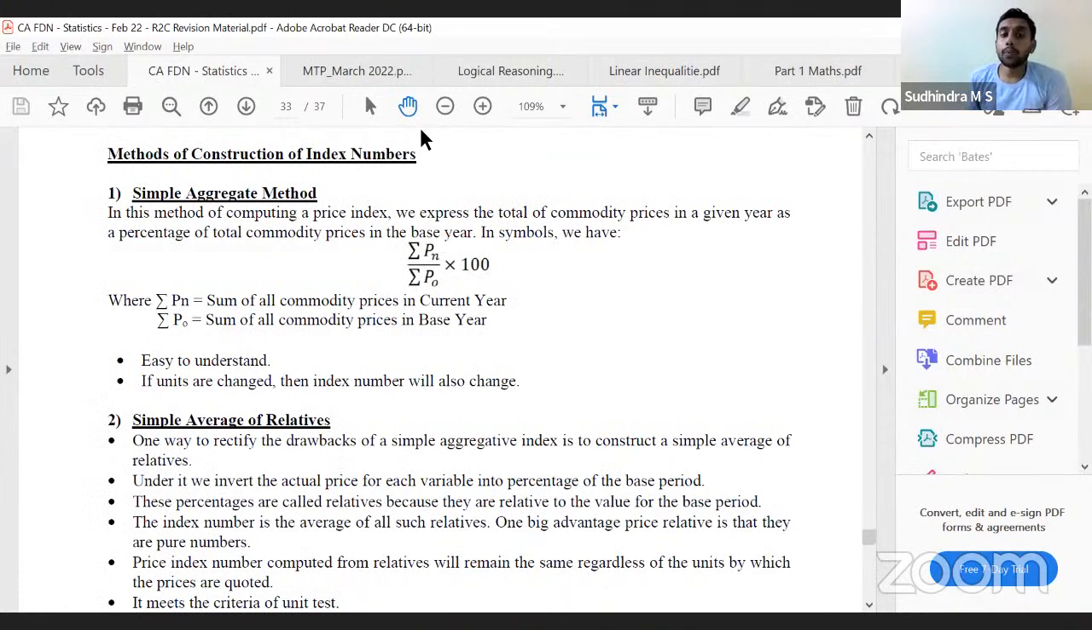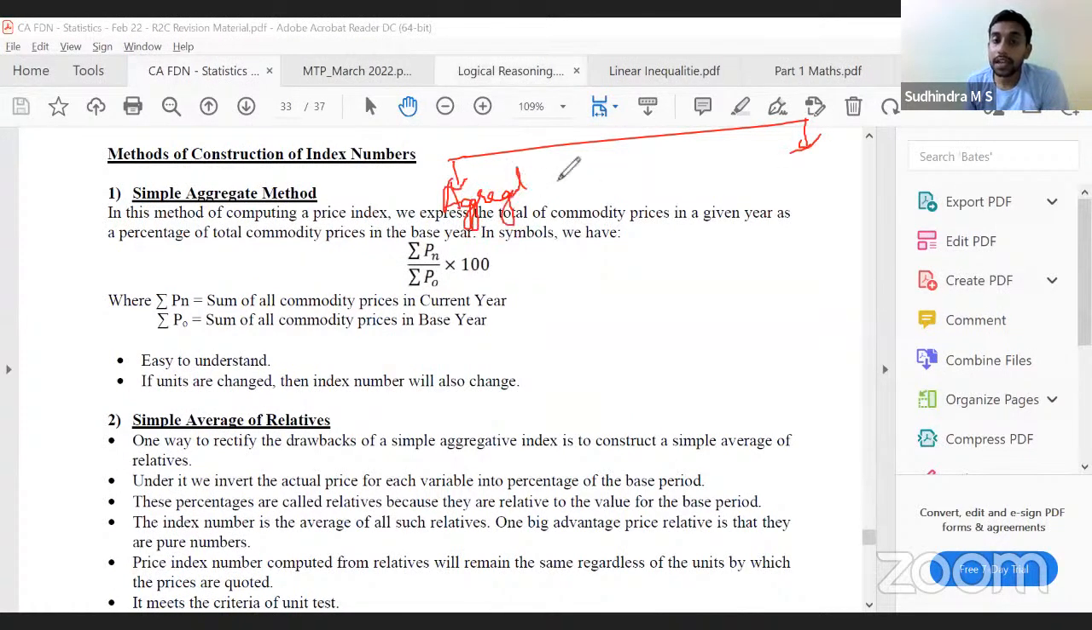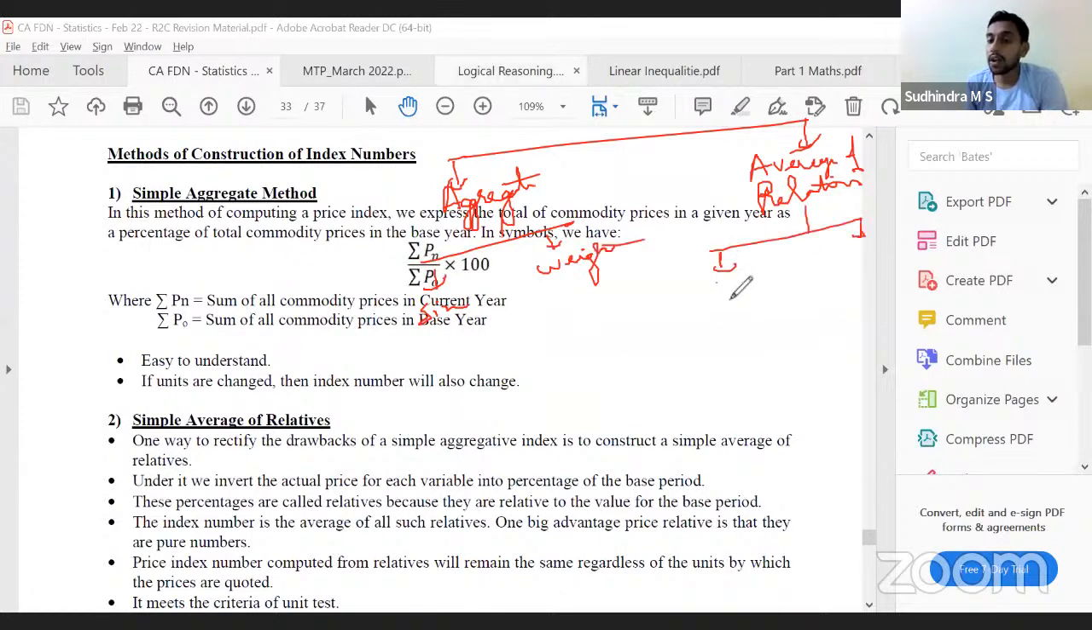With regard to methods of construction of index numbers, broadly there are two: aggregate and average of relatives. Aggregate method, average of relatives method. Under aggregate method, we have simple aggregate and weighted aggregate. Under average of relatives also, we have simple average of relatives and weighted average of relatives.